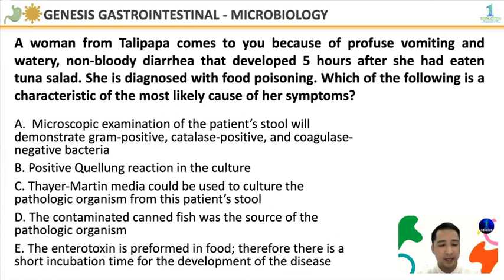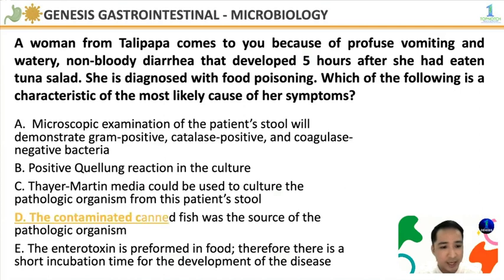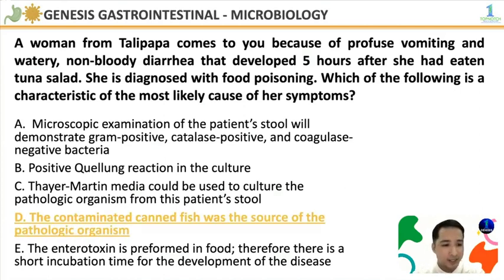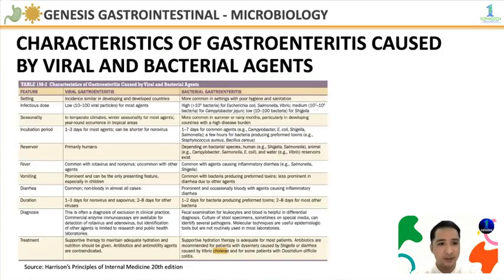Letter D, contaminated canned fish was the source of the pathologic organism, or is it letter E, enterotoxin, which is preformed in the food, therefore there is a short incubation time for the development of the disease? The correct answer is letter D. All right, let's continue our discussion.